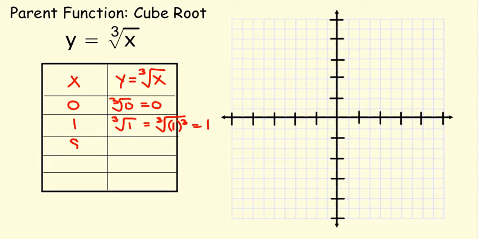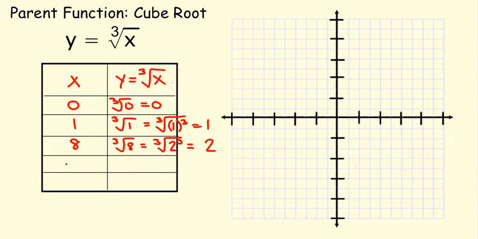So I'm going to jump up to 8. I'm going to say the cube root of 8. Now if you remember, when you break down this cube root, 8 is the same thing as 2 times 2 times 2, or 2 cubed. The index and the power of this radical are going to undo each other, so you're left with just 2. So we have the ordered pair 8, 2.